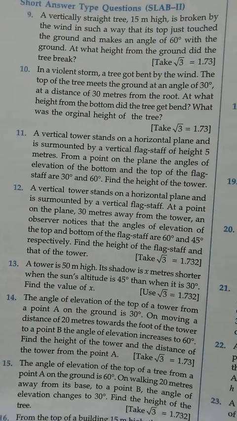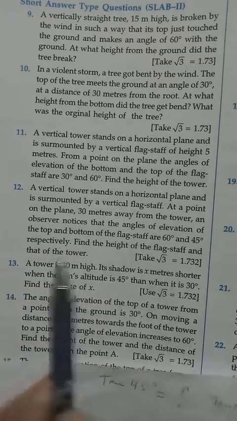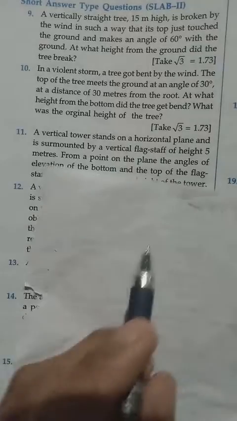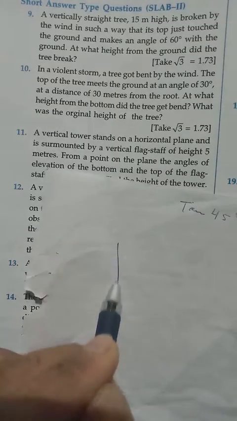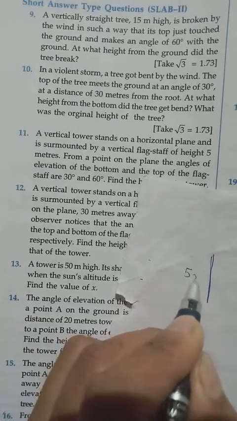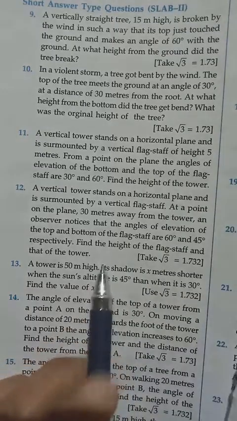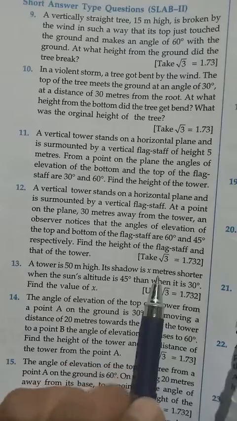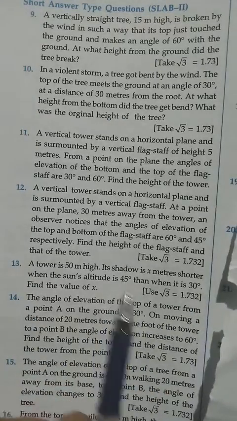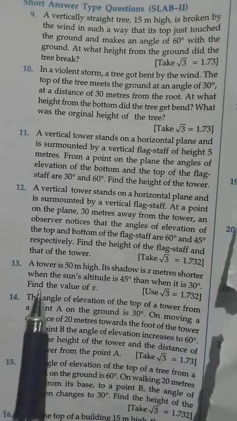We will move on to question number 13. We have a tower whose height is 50 meters. So we imagine there is a tower there. The height of this tower is already given to be 50 meters. Then what happened? Its shadow is 8 meters shorter when the sun's altitude is 45 than when it is 30 degrees. So the shadow will come this way.